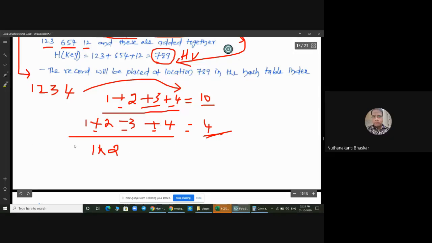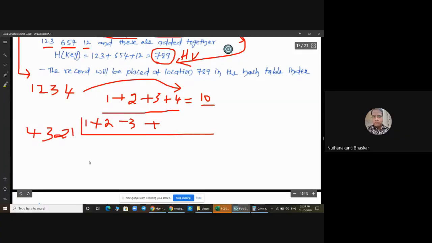We will take another input. Some division problem will come. You can take anything. That is my suggestion. 4. What happened? 4, 3, 2, 1. This is the data.